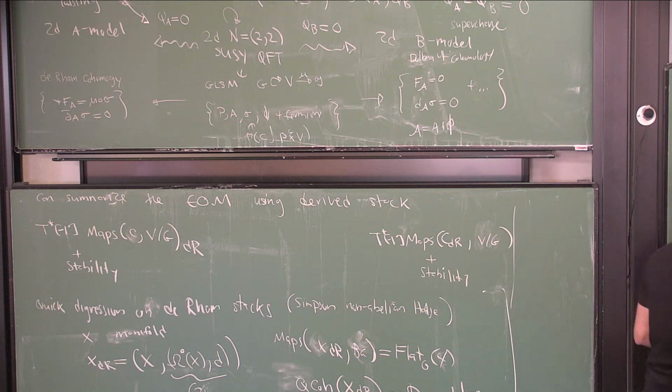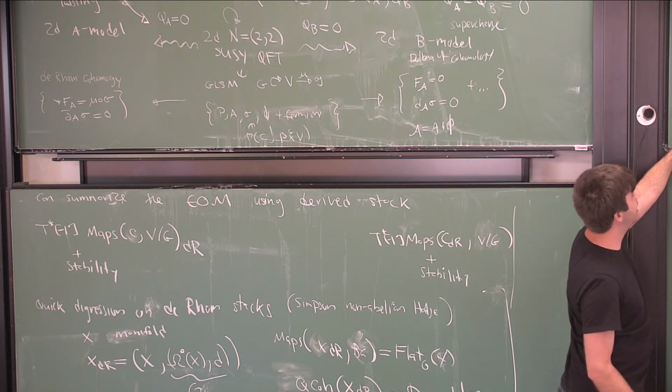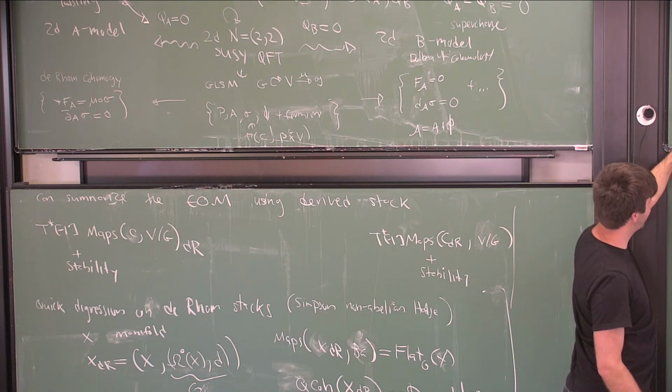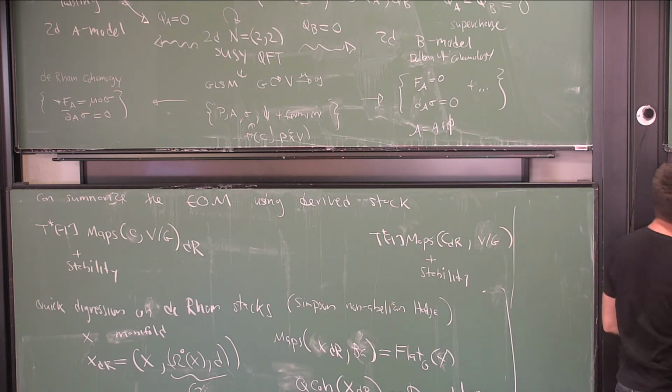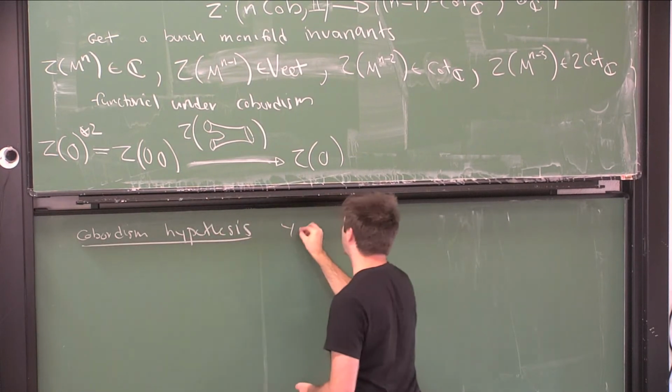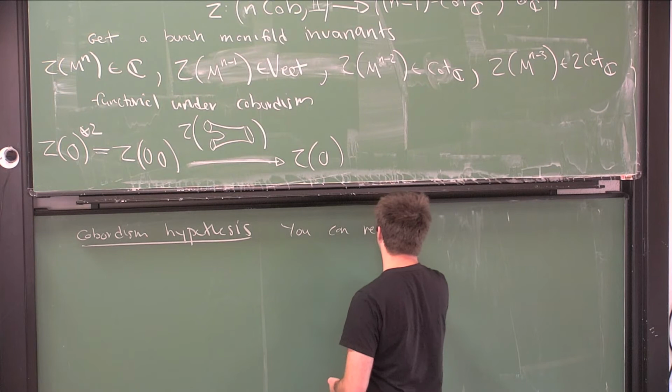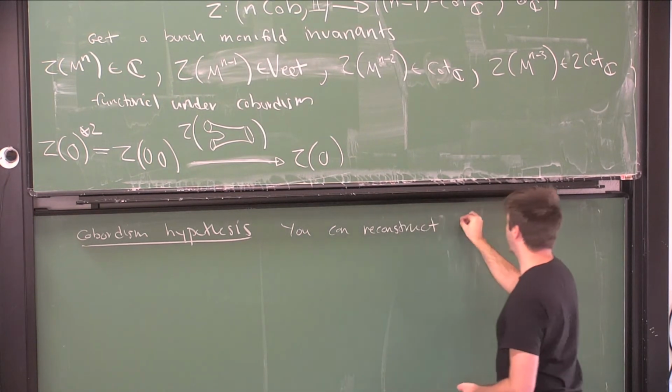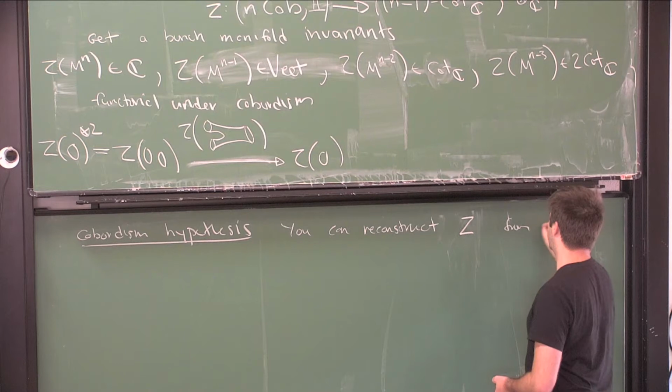Okay. So this is something that's a little bit strange, possibly, but this idea is going to underlie everything that I'm going to do from now on. And there's one other thing which is called the cobordism hypothesis. This is actually now a theorem, and the cobordism hypothesis says that you can reconstruct your entire functor Z just from what it does to a point.